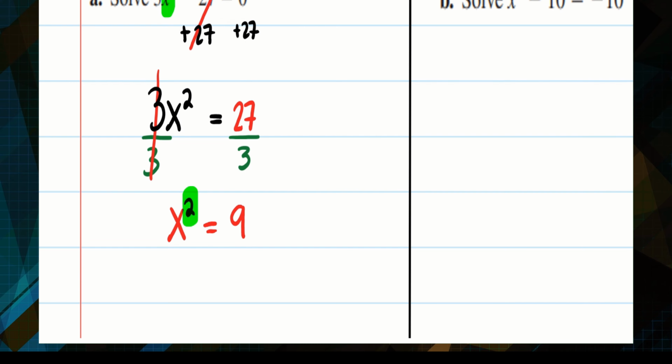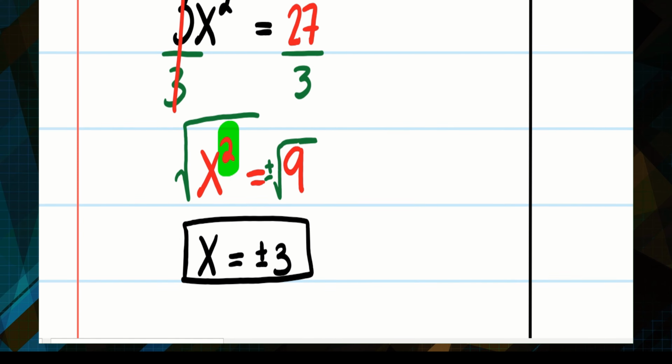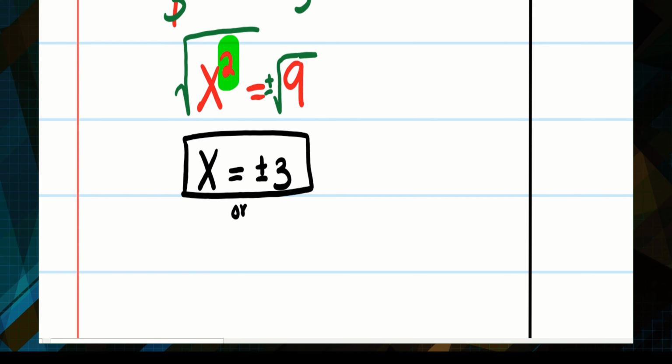So since we want our answer to be x, we're going to cancel the exponent of 2 by taking the square root of both sides. What does it do? It cancels the exponent. So now I have x on the left side, and the square root of 9 is 3. Why is it 3? Because 3 times 3 is 9. So our answer here is x equals plus or minus 3.